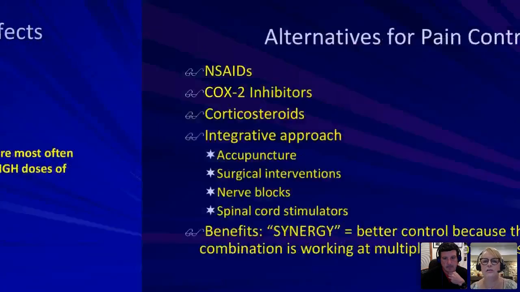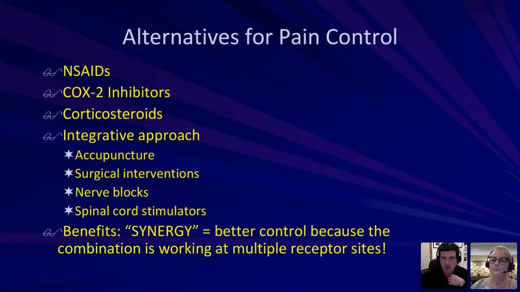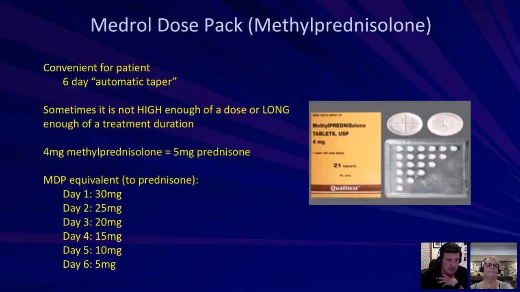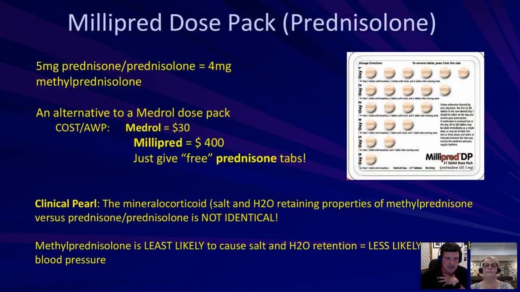So, going with the alternatives for pain, we're going to talk quickly about NSAIDs. We talked about them, the COX-2 inhibitors, corticosteroids, and there are some integrative approaches out there with acupuncture. And we're going to talk about synergy. But from an eye standpoint, we all have to remember as an alternative the bandage contact lens with the CPT code 92071. So there's an alternative for you. Steroids, don't forget that's an alternative out here. The Medrol dose pack.